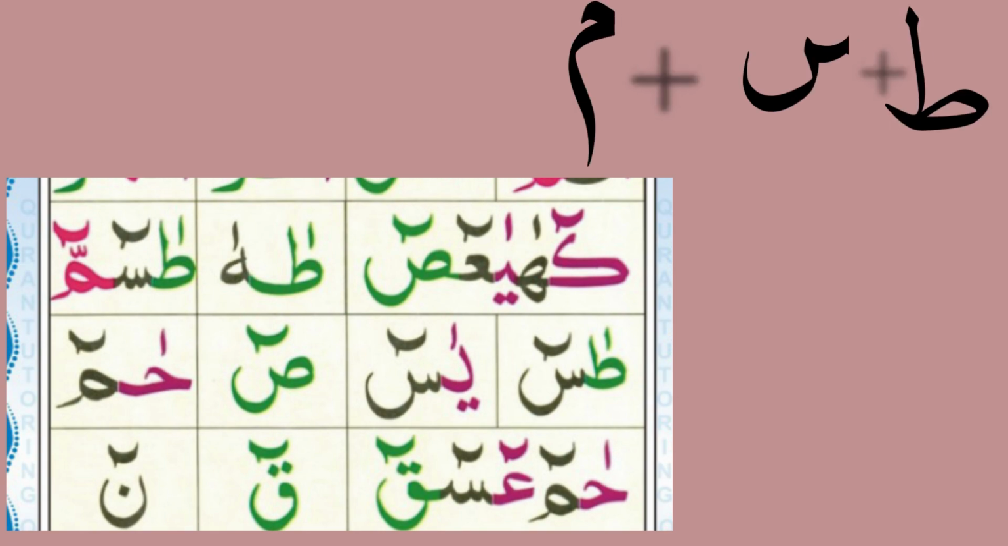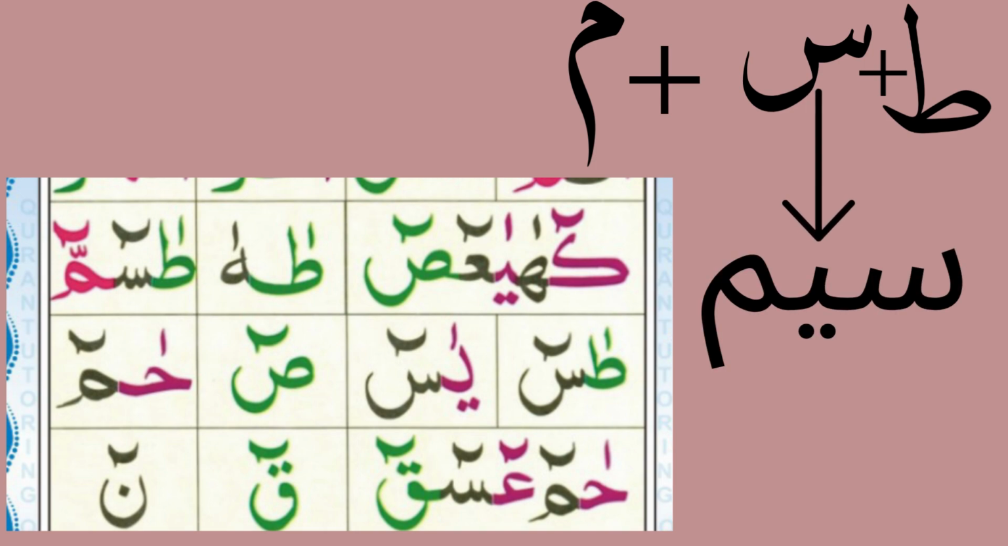Okay, the next word is Ta Seen Meem. Ta is stretching up to 2 counts. Seen is stretching up to 5 to 6 counts with nasal sound. It is not Seem, it is Seen. Okay. Meem is stretching up to 5 to 6 counts with nasal sound.